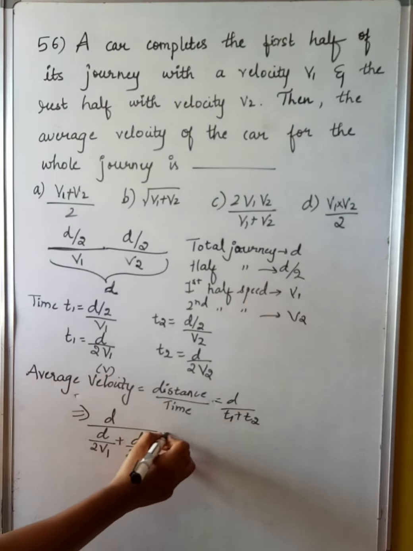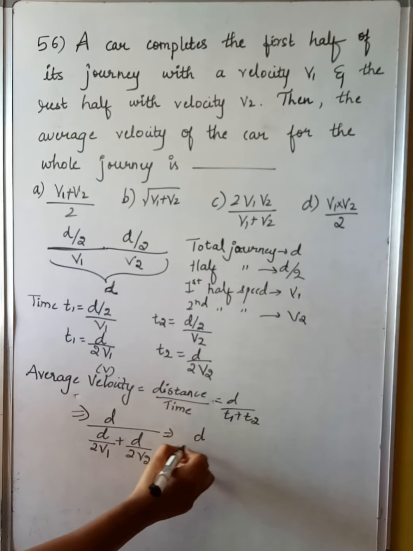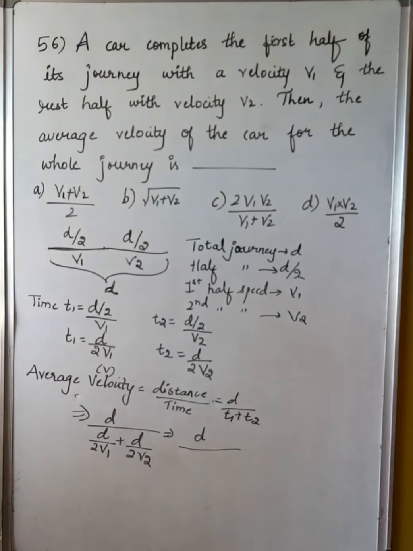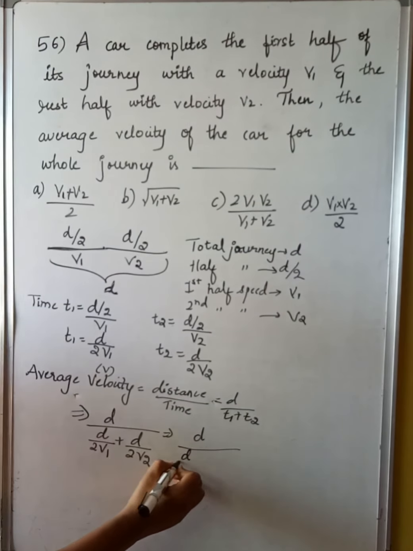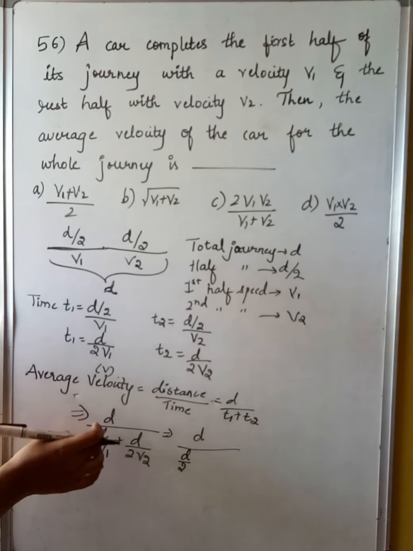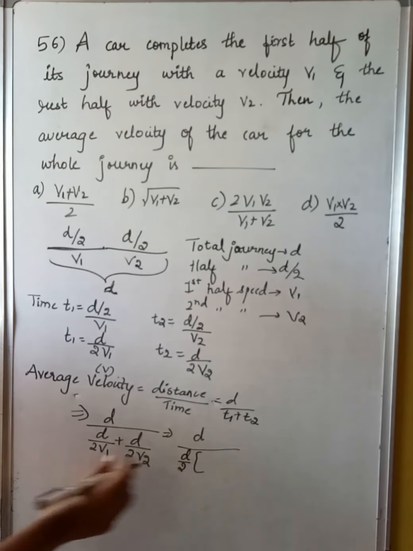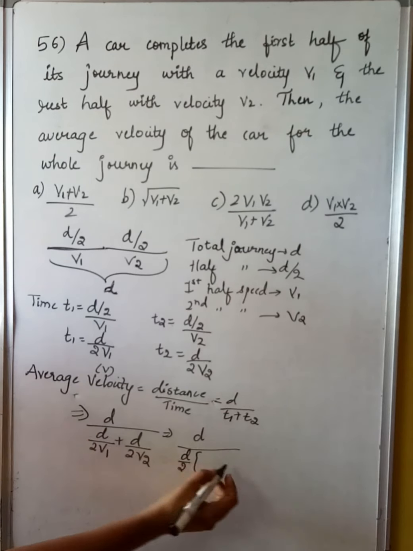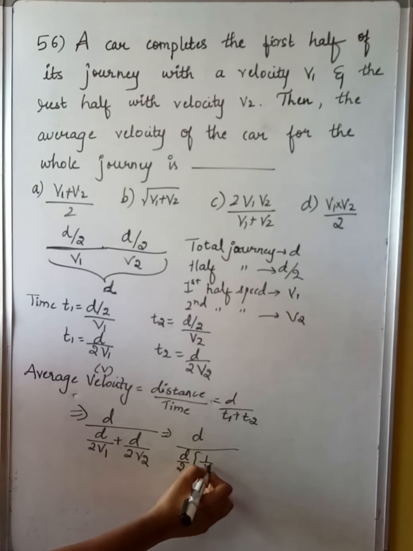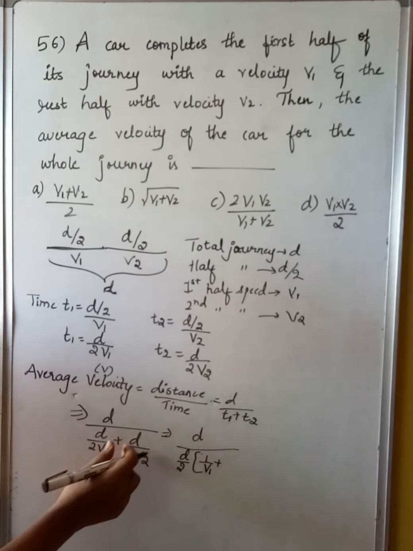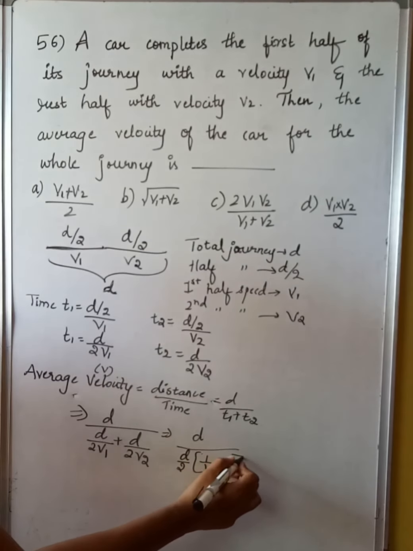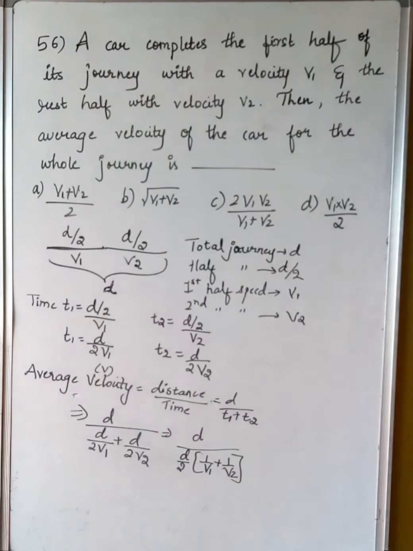Now next we'll be simplifying this. D whole divided by... can I take D by 2 common? If I take D by 2 common, what will I be getting here? D divided by 2, taken common from the first term as well as the second term. So when I take it common, left is 1 divided by V1 plus 1 divided by V2. Hope this is clear for you all.